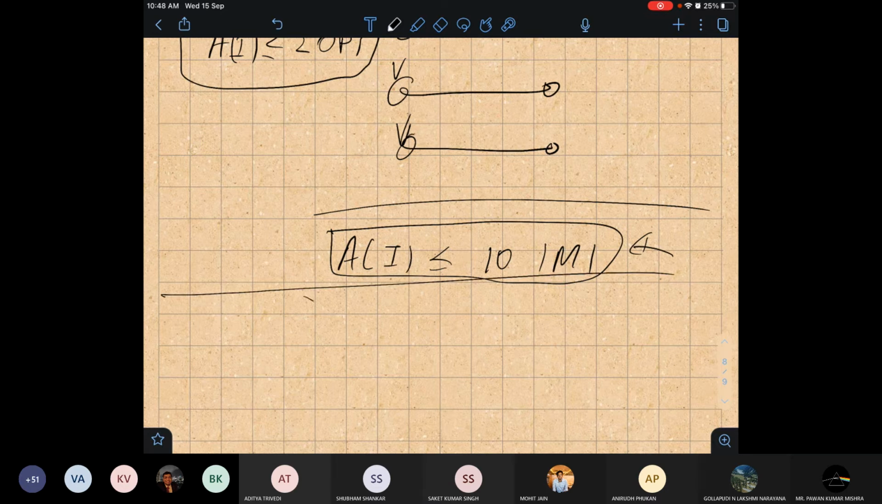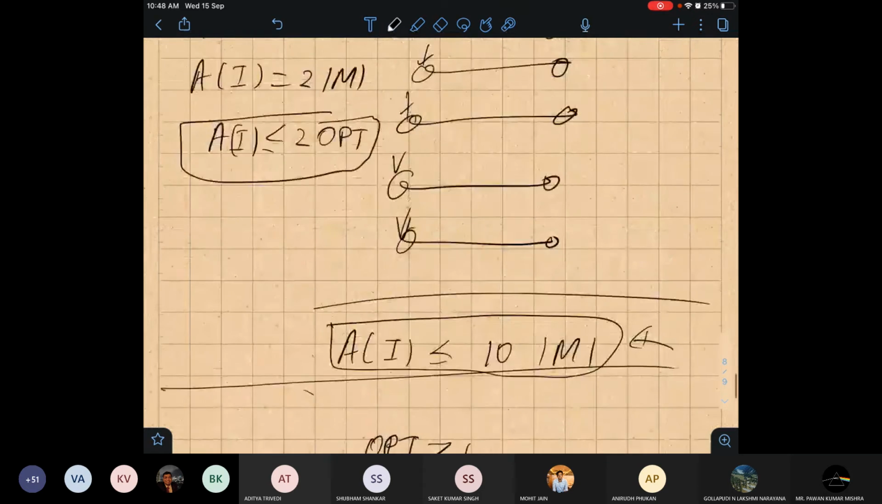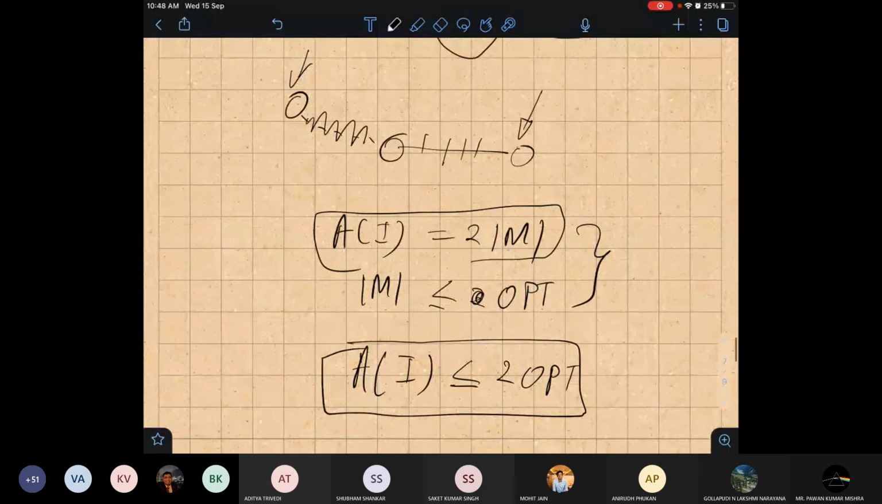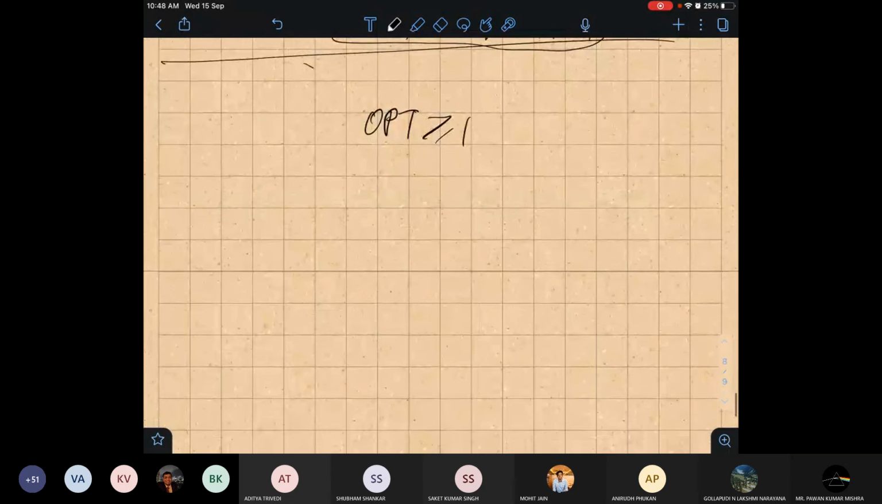Trivial inequalities are very simple to find out. Suppose for a minimization problem, opt will always be greater than or equal to 1. Suppose I am considering an integer problem, opt will always be greater than or equal to 1. This will not help us, such kind of inequalities. We need to find good inequalities which ensure the tightness of the algorithm.